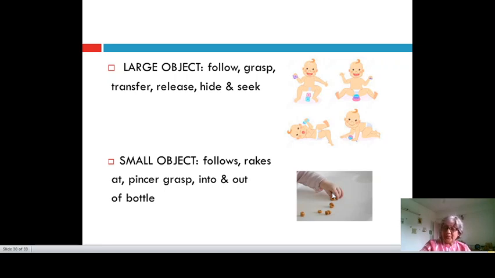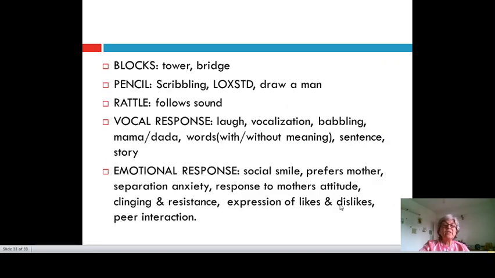Then, for a baby who can sit, we offer some small objects to see if he is following it with his eyes, whether there are raking movements, whether pincer grasp is developed as you see in this picture here, and whether you can put it into or out of a bottle. Then we can offer blocks to build towers and bridges. We can offer a pencil and paper to see if the baby can hold the pencil, whether the baby can scribble. Then what sort of mark is he putting on the paper?